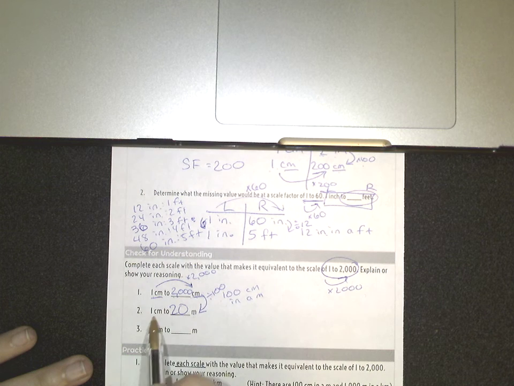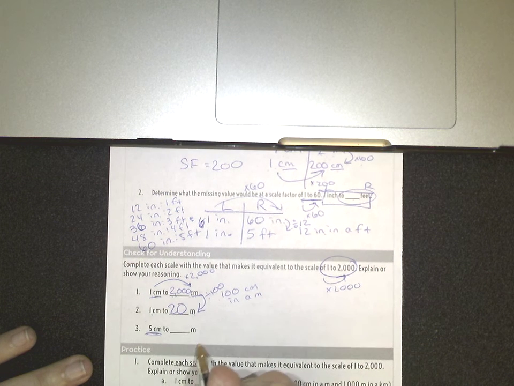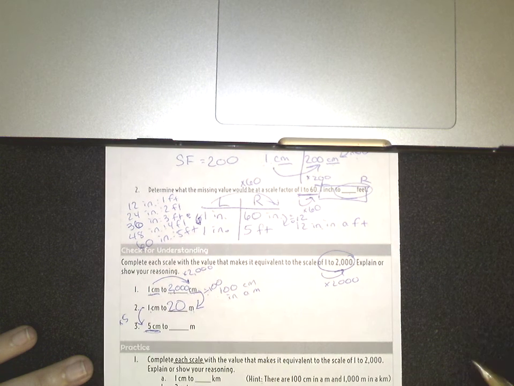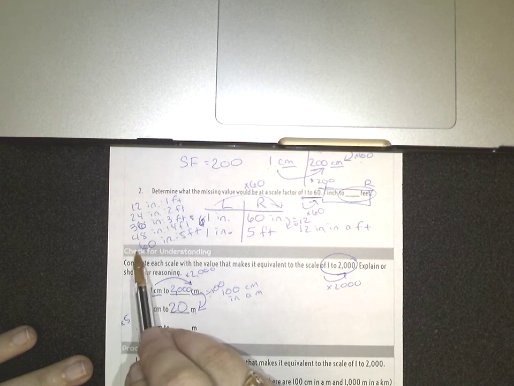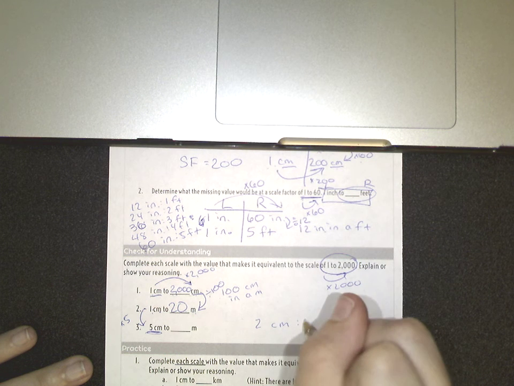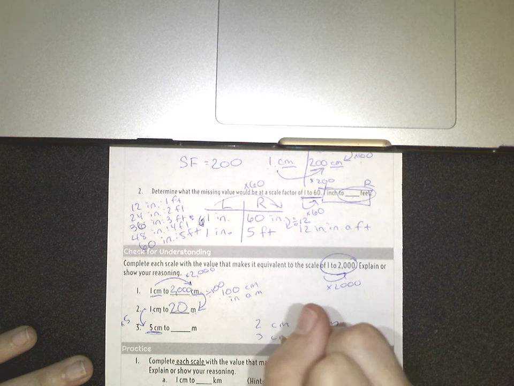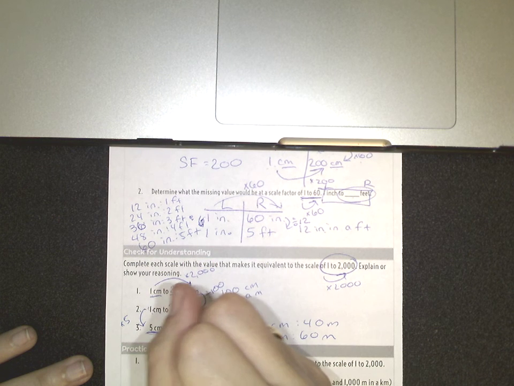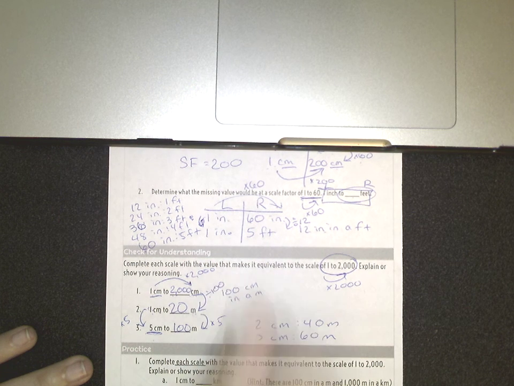And then, looking at 1 centimeter to 20 meters, I want to know what 5 centimeters would be if I scaled up. Well, 1 to 5, I can just do that 5 times, like we also talked about up here. 1 centimeter would be 20, so 2 centimeters would be 40 meters. 3 centimeters would be 60 meters, and so on and so forth, times 5, I'm going to be at 100 meters.